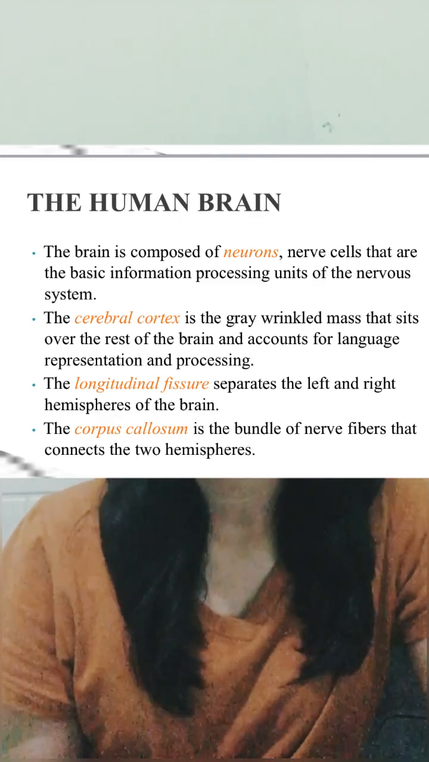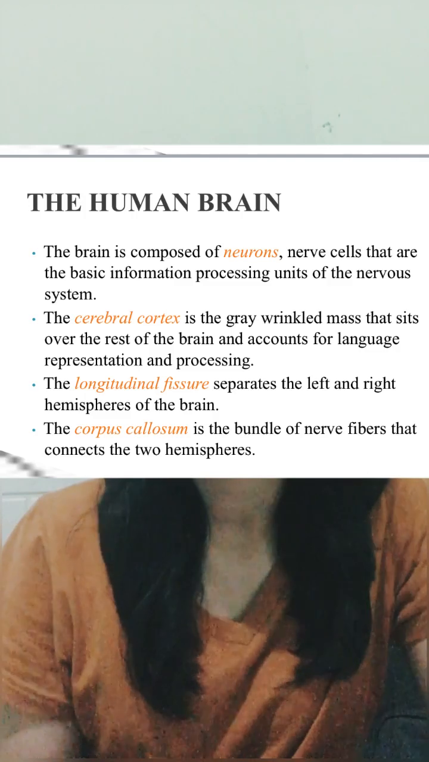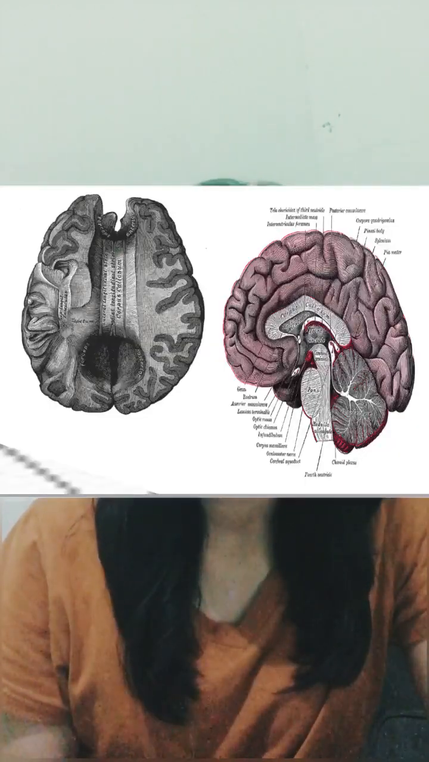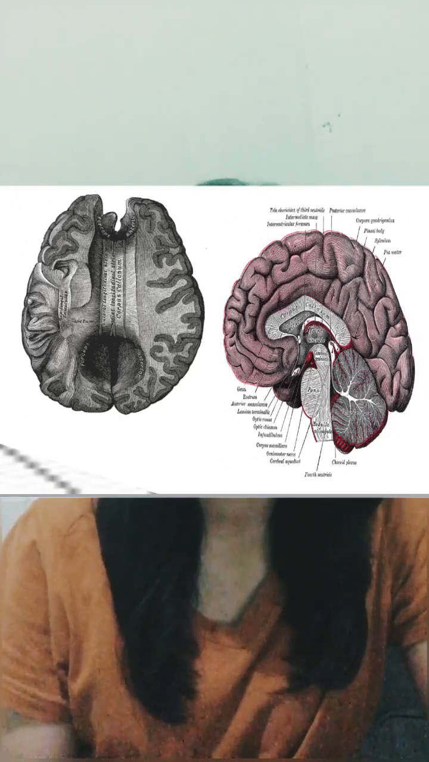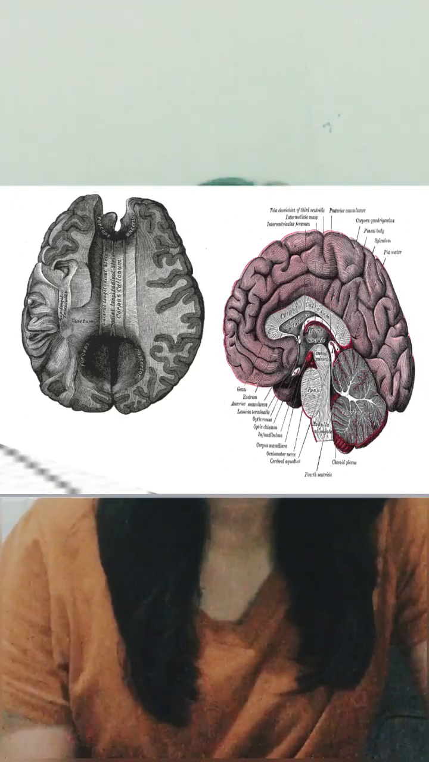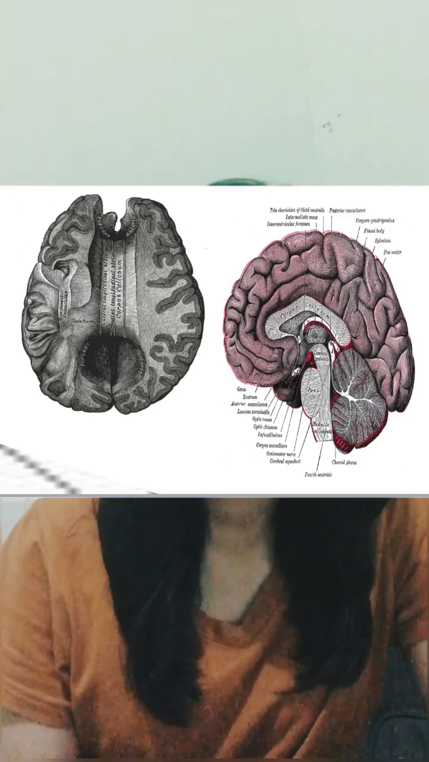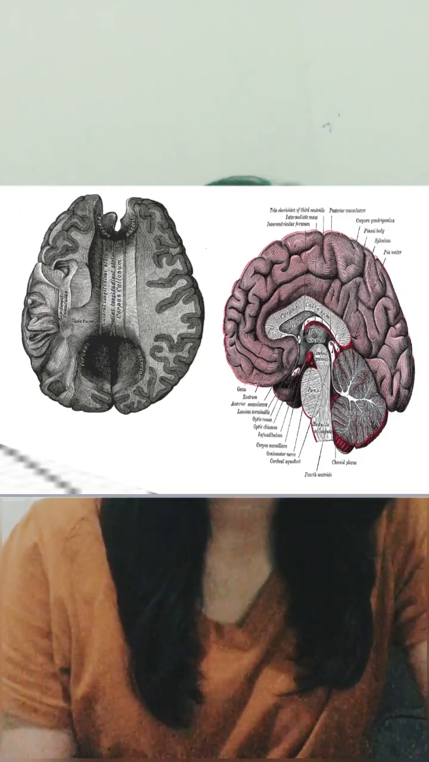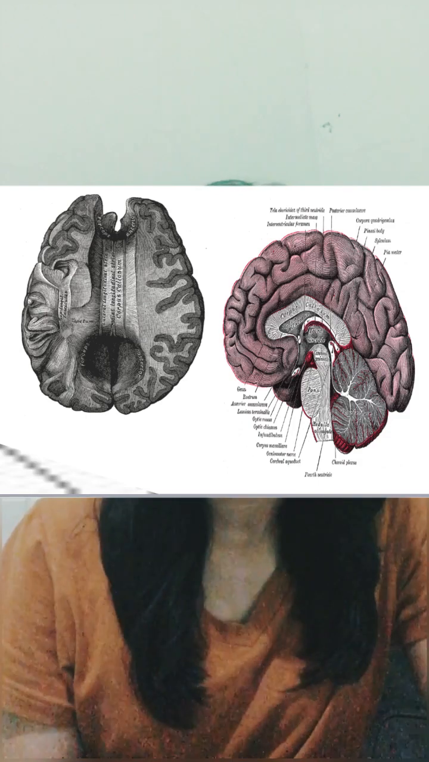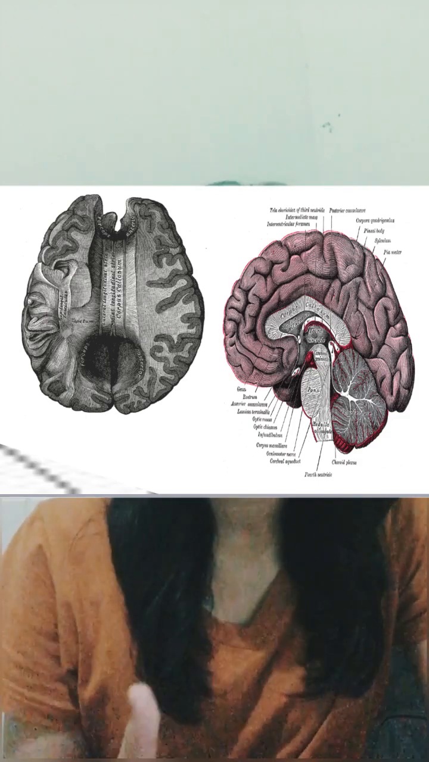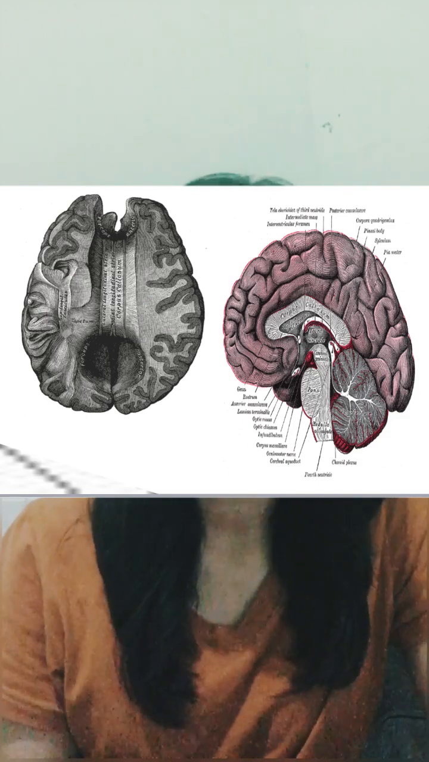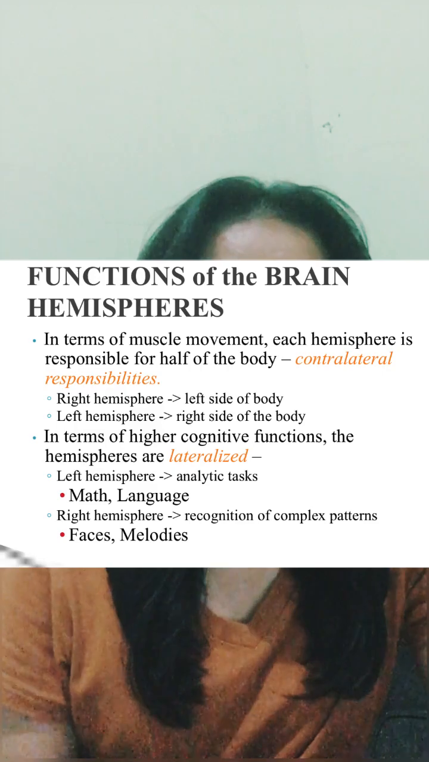Okay, next, let's see this picture. This is the picture of the human brain, and you can look, guys, at how this picture has many kinds of parts in our brains like that, and then the function of the brain hemispheres.